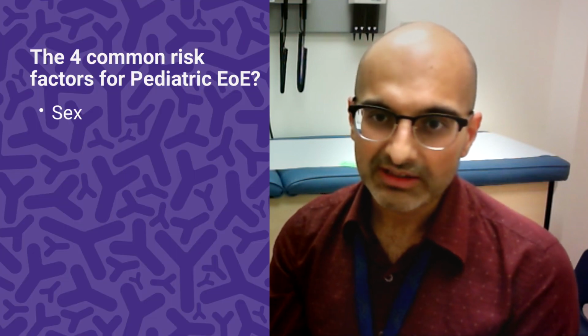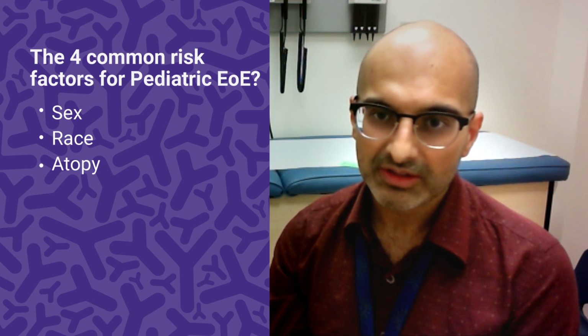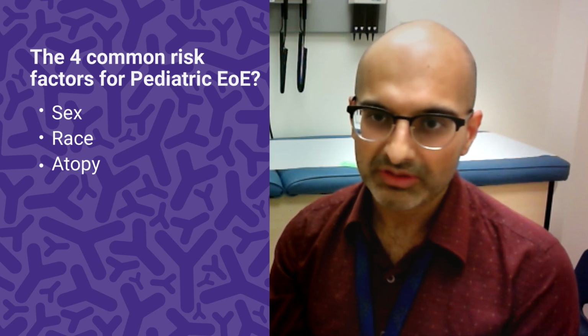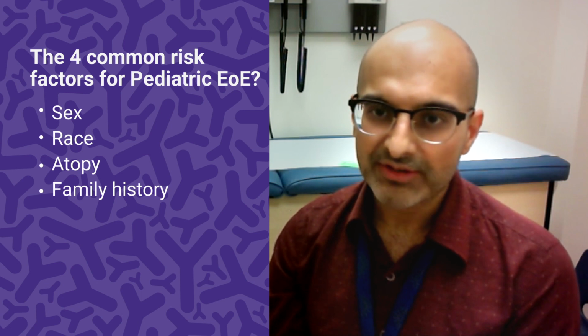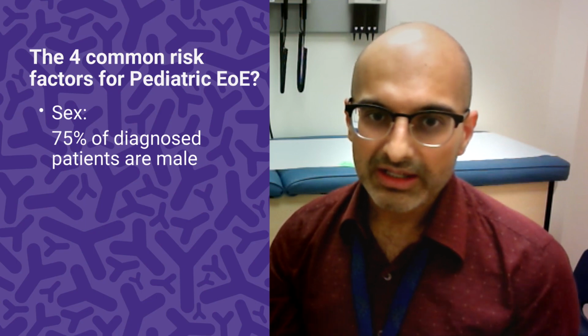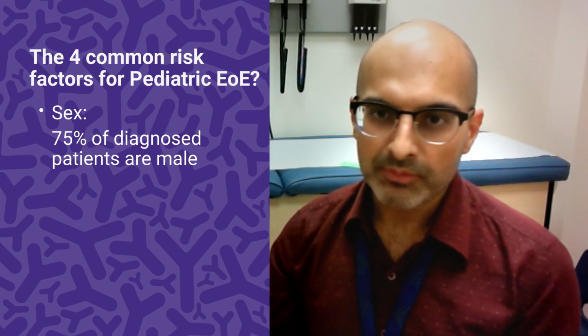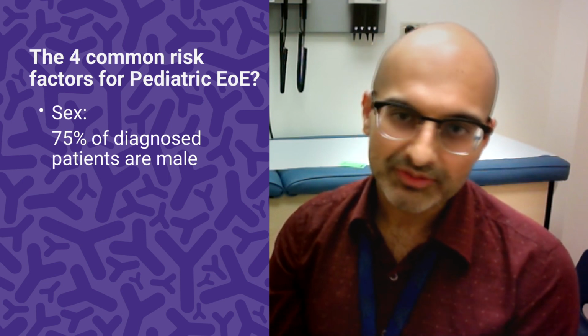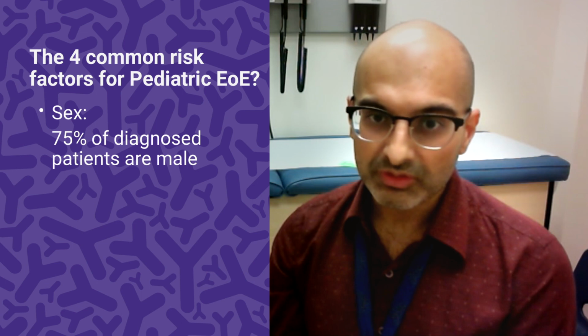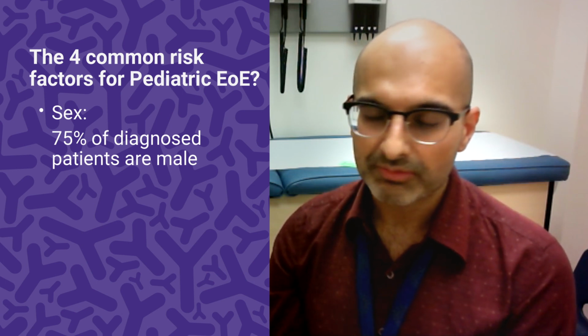There are 4 common risk factors for EoE. The first is sex. The second is race. Third is having an atopic background, and we'll explain what that means. And fourth can be a family history. With the first one, sex, we know that males are definitely more affected than females. It depends on who's describing, but at least 2/3 to even 3/4 of patients affected are males. But with all these risk factors, none are exclusive, meaning it's not as though girls can't get it, or if you don't have a family history, you can't get it.